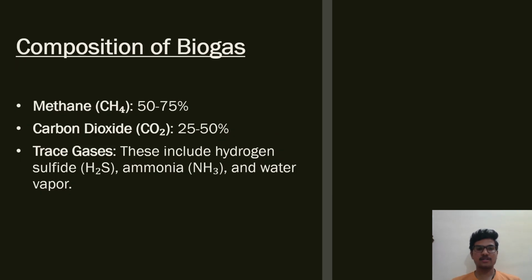The composition of biogas: it is composed of methane, CH4, 50 to 75 percent, carbon dioxide, CO2, 25 to 50 percent, and trace gases. These include hydrogen sulfide, H2S, ammonia, NH3, and water vapor. A biogas plant is a facility that provides oxygen-free conditions where anaerobic digestion can occur. Simply put, it is an artificial system where you can turn waste into sustainable energy and fertilizer with positive effects on the environment.